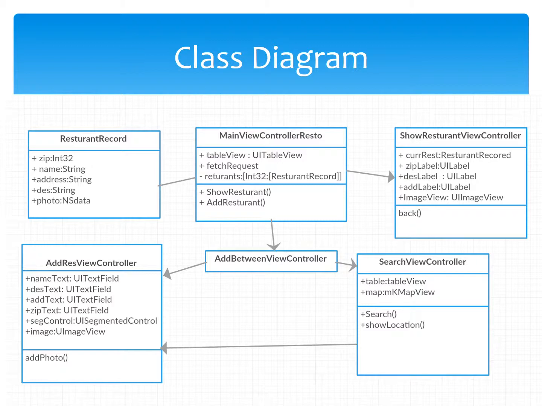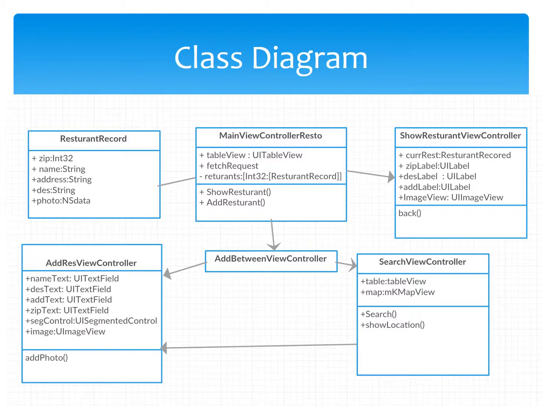Then we have the main view controller, Resto, this is how it's called. And it has a table view with sections, to show you all the restaurants by section, and it handles all the fetch requests from the Core Data. Another important thing it has is the restaurants, which is basically our sort of database. It's a dictionary. The keys are the zip code, which is integer 32, and the values are restaurant record lists, which represents all the restaurants in that zip code.